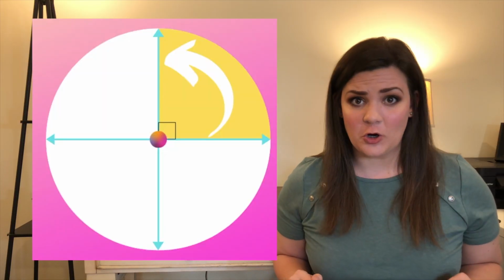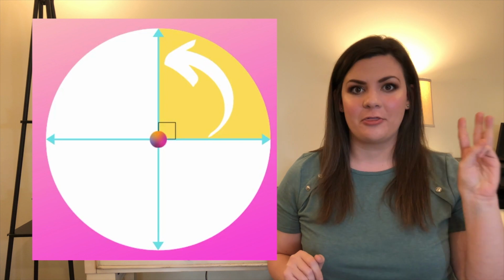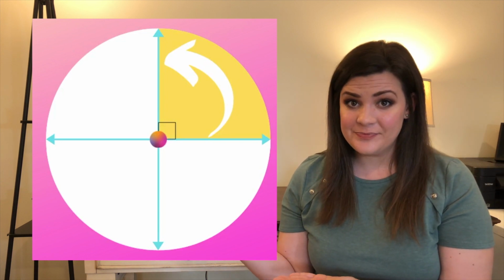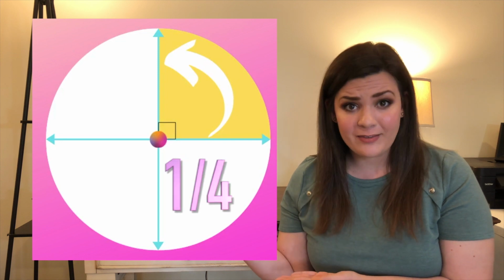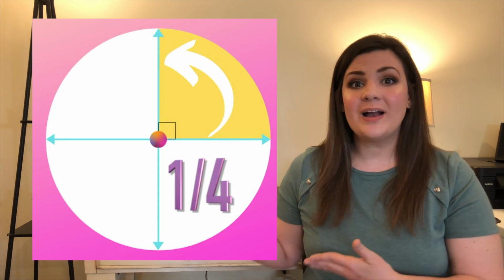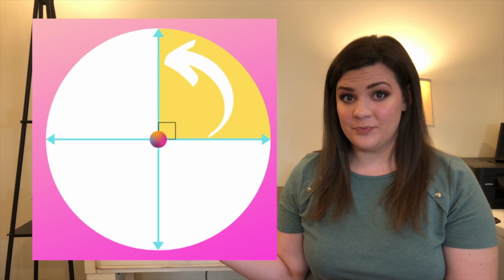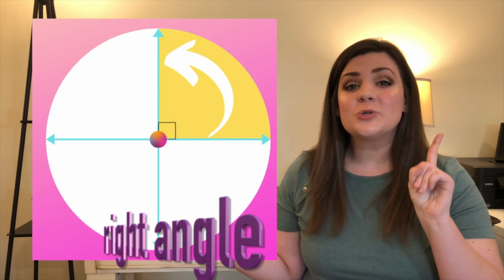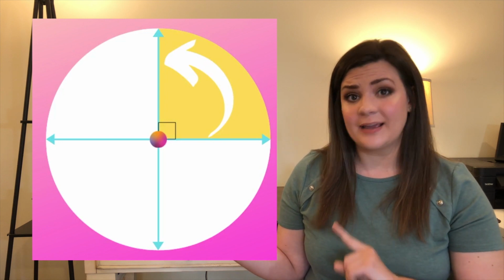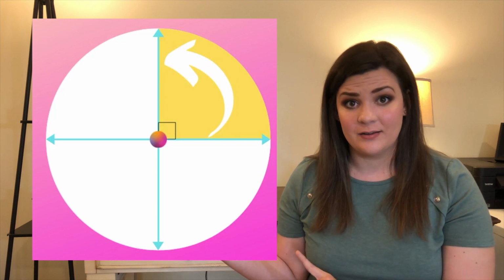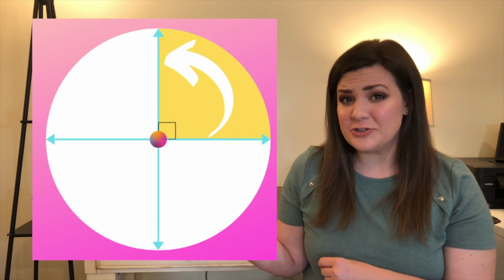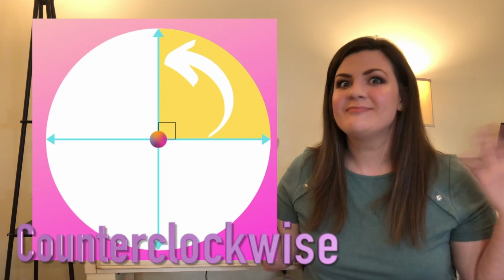It's your turn again. Check out this circle, but this time I want to know 3 different things. What fraction of this circle is shaded? Did you say 1/4? Awesome. What kind of angle does this make? Did you say a right angle? Awesome. What direction does it look like this angle is turning? Clockwise or counterclockwise? Did you say counterclockwise? Awesome.